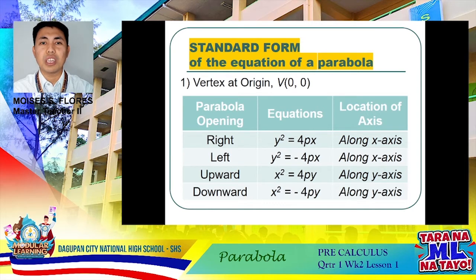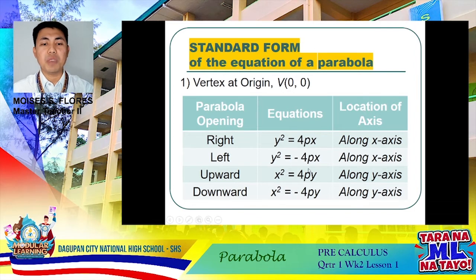Take note, when we consider a parabola, only one variable is in the second degree. So if the variable y is in the second degree, then it opens either to the right or to the left, and of course, its axis of symmetry is along the x-axis. On the other hand, if the parabola opens upward or downward, your variable x is in the second degree, and the axis of symmetry is along the y-axis.